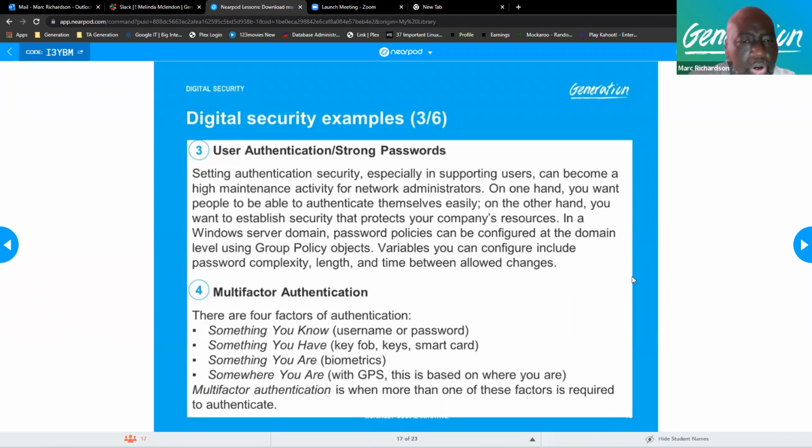There are four factors of multi-factor authentication. Something you know, which is a username or password; something you have, a key fob, keys, or smart card; something you are, which is your biometrics; or somewhere you are, GPS. This is based on where you are. Multi-factor authentication is when more than one of these factors is required to authenticate.